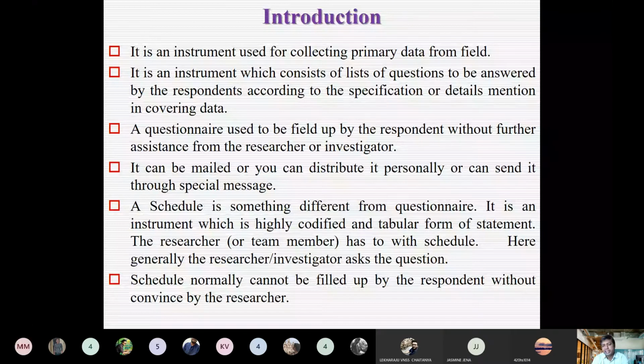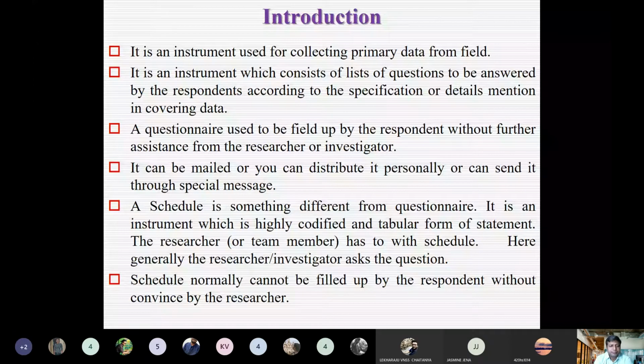See, generally what exactly happens whenever we do any kind of research, we tend to be confused from the very beginning, those who are very new to research usually, about what is the basic difference between questionnaire and schedule. They are different things, but most of the time we feel that they are similar.